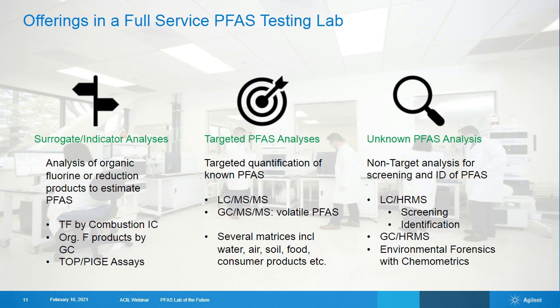So now when we talk about the offerings in a full-service PFAS testing lab, broadly, it can be divided into three different areas that this lab would be offering PFAS testing in. The first one is, as I mentioned, the surrogate and indicator analysis. This is where the PFAS lab of the future is analyzing organic fluorine or reduction products of PFAS so that we can estimate the total load or concentration of PFAS at a site without having to specifically know the individual PFAS. This offers a lot of benefits because it can be a low capital cost test. It can be a rapid test.